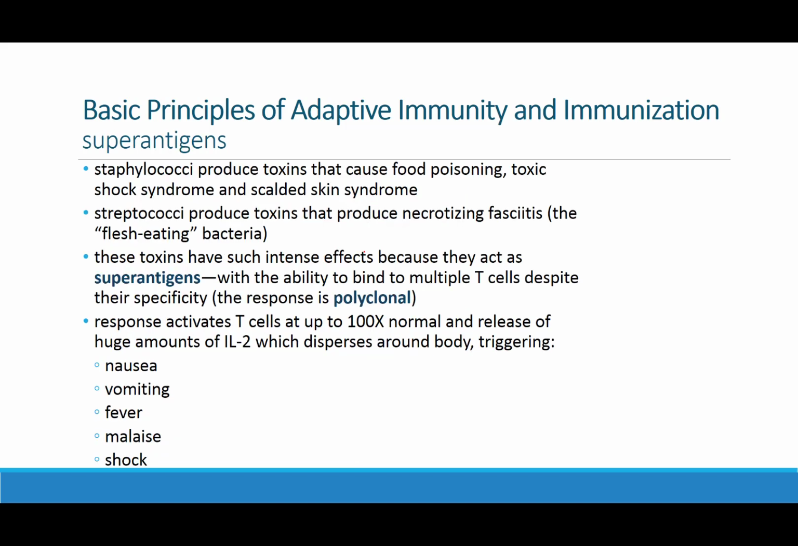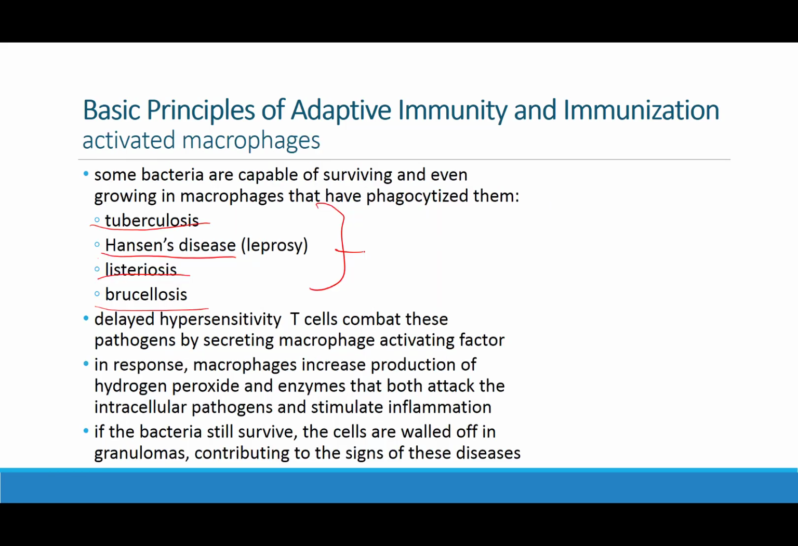Let me go back. There are other examples of these diseases, and I think we've talked about it in a previous one. There are tubercles and the gummas that are associated with syphilis. Those are some examples of this.